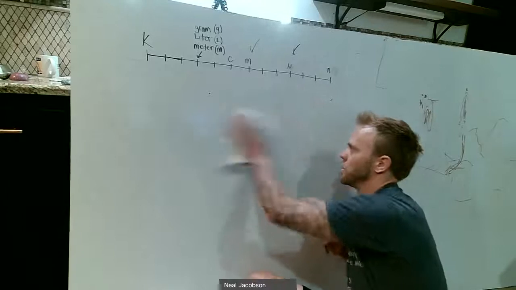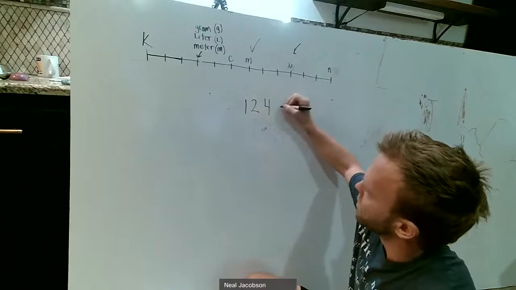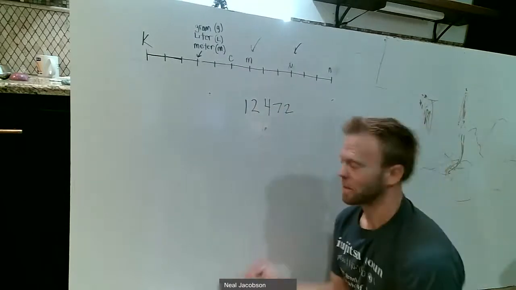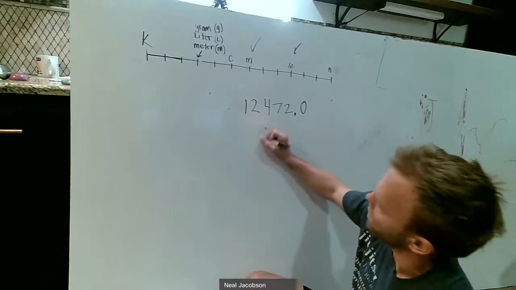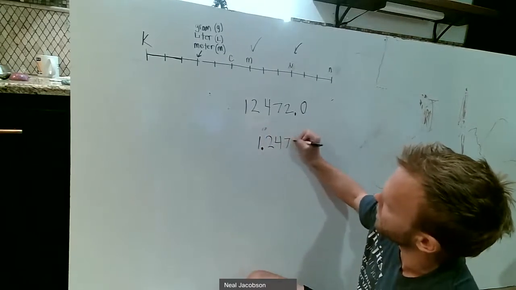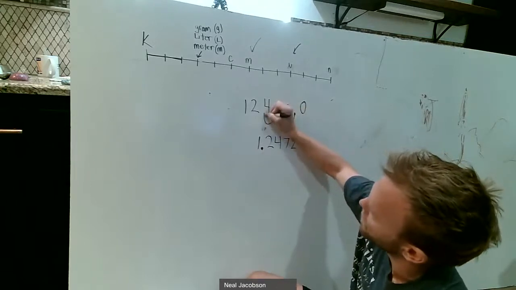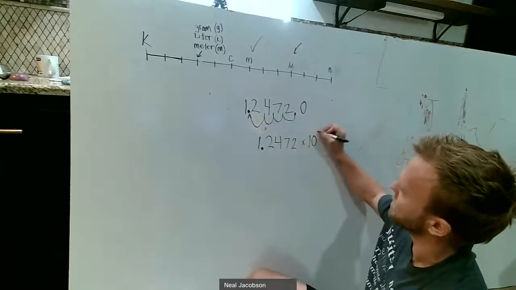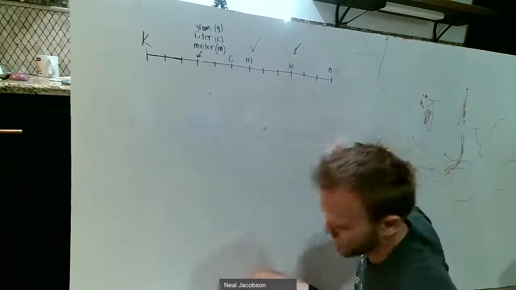Okay, so I'll do another one for you guys, and then we'll do a few questions. So let's say I have 12,472, and I want to turn that into scientific notation. I put a decimal and a 0. Remember, I want one number to the left of the decimal and the remaining numbers to the right. And I count how many times I do that. So I go 1, 2, 3, 4. 4 places, so I multiply by 10 to the 4th power. Okay, let's do the problems.